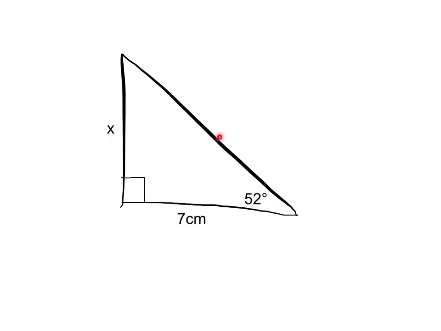We don't know the hypotenuse. We only know one angle and one side. So that's not going to work. But we could use trigonometry, SOHCAHTOA. So let's see what that might look like.